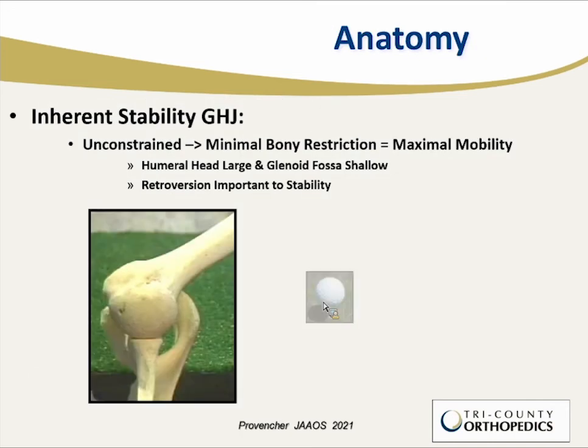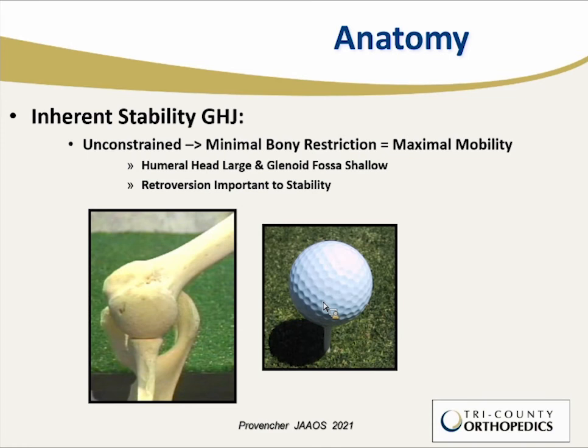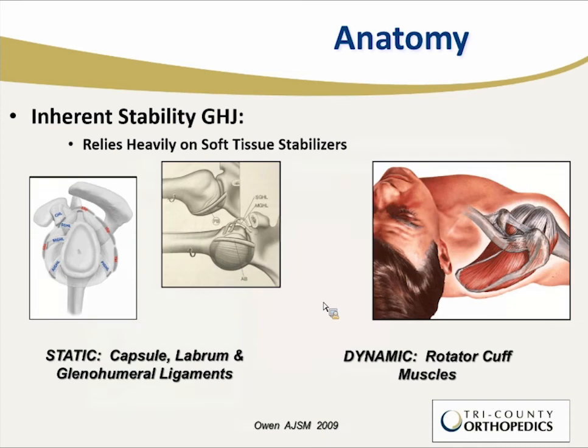The anatomy of the glenohumeral joint is such that, as we said before, there's minimal bony restriction. That gives it maximal mobility, so it's very unconstrained. I like to think of it as a golf ball on a tee. There's not a lot there, like in a hip socket, that's holding it in place. When you dislocate a shoulder, it is very different than when you dislocate a hip. And so the bone contributes not a lot, but a little bit to the overall stability through retroversion.